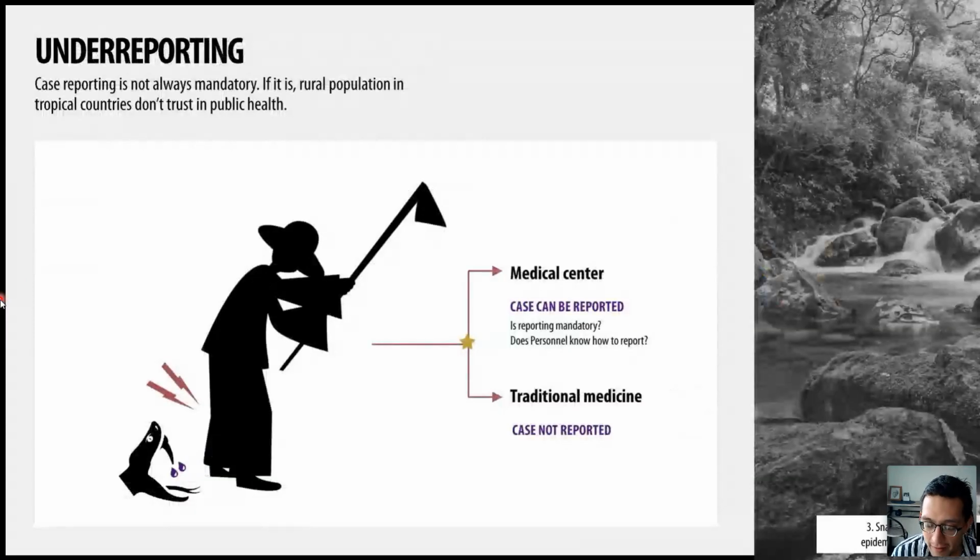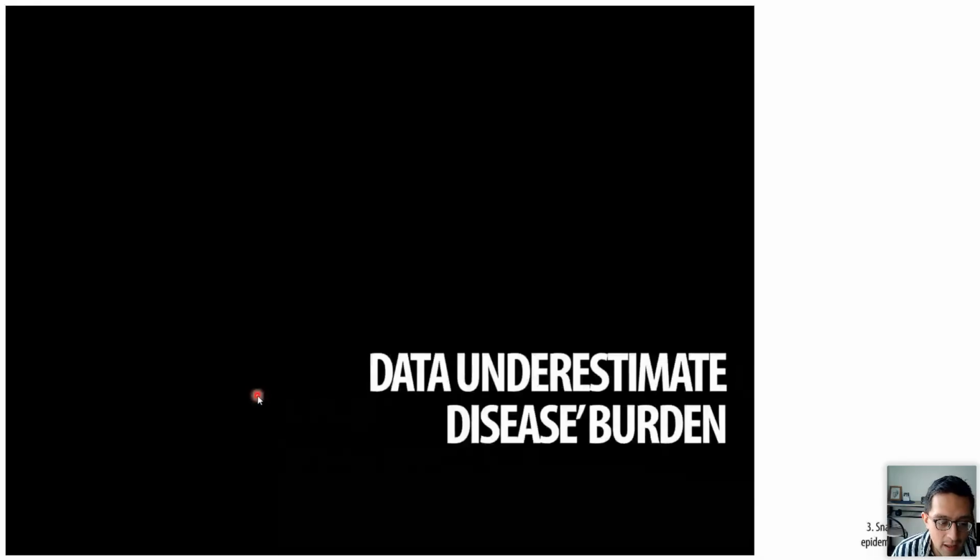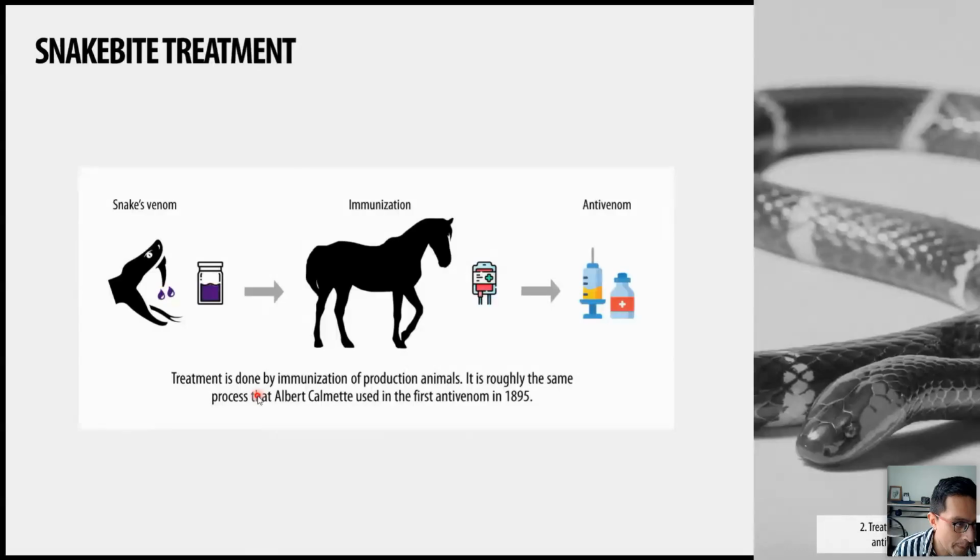Another thing that happens in snake bite that is transversal to other neglected tropical diseases is underreporting. When a person has a snake bite, they can go to a medical center where the case can be reported, or they can seek traditional medicine where the case will not be reported. So as a consequence, data underestimate disease burden.